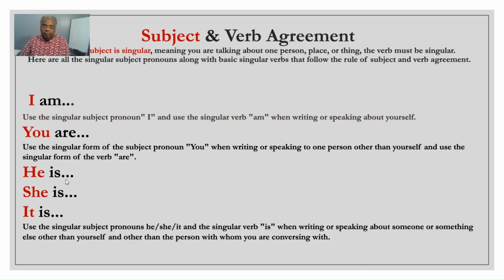In the third, fourth, and fifth singular pronoun and verb agreements are he is, she is, it is. Use the singular subject pronouns he, she, it, and the singular verb is when writing or speaking about someone or something else other than yourself and other than the person with whom you are conversing.